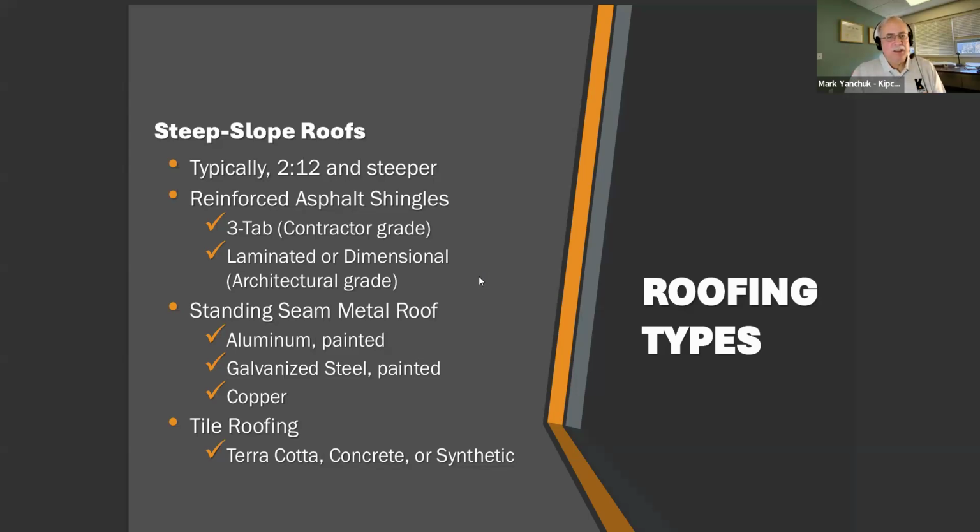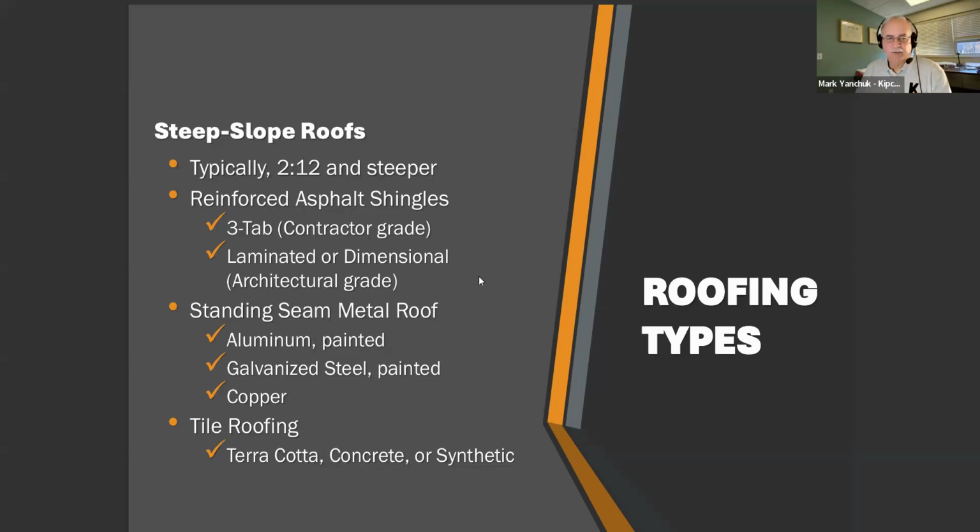So there are two basic types that we see. The 3-tab shingle, which is very popular, contractors love it because it's cheaper and usually it was used quite a bit, but we don't see it as much anymore, only on the older buildings. And then there's the laminated or dimensional, which are the architectural grade asphalt shingles. We also come across standing seam metal roofs, which can either be aluminum or galvanized, sometimes copper.